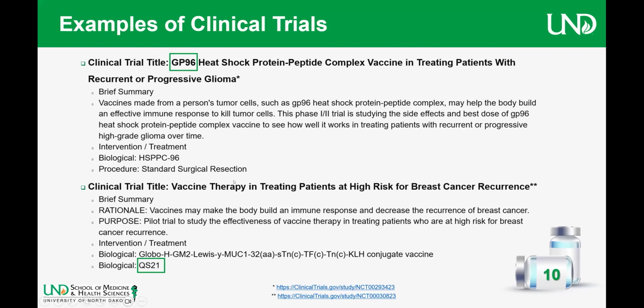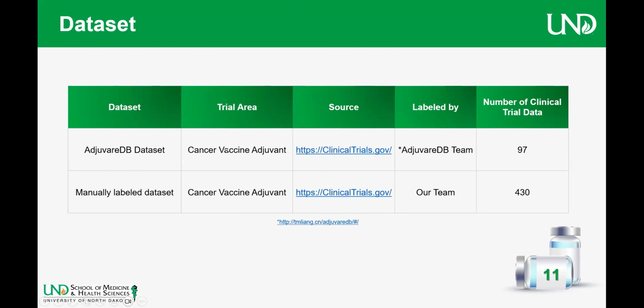So as I said in the challenges part, the first challenge is that the adjuvant name can be present in different parts of the clinical trial data. It is not structured. It will be present in the title, or in the brief summary, or in the interventions. So that is one challenge.